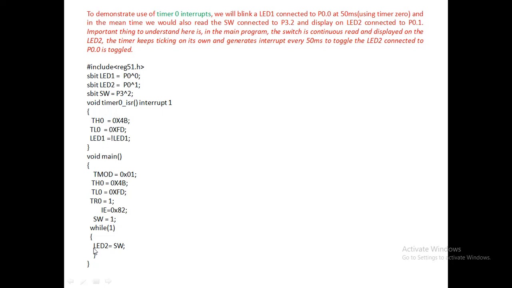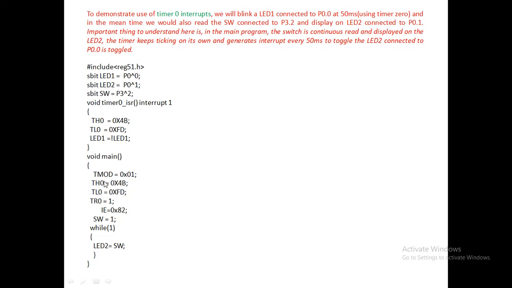So come to the void main function. Initially you can run the program; the controller starts from void main onwards. In void main, TMOD is 0x01. Why 0x01? It means timer 0, mode 1, and I calculated the values to generate 50 milliseconds. I got 4B, which I loaded into TH0, and FD, which I loaded into TL0.